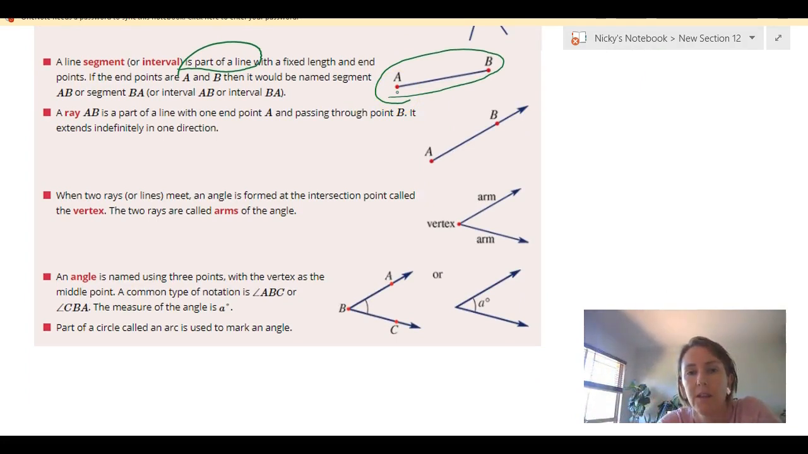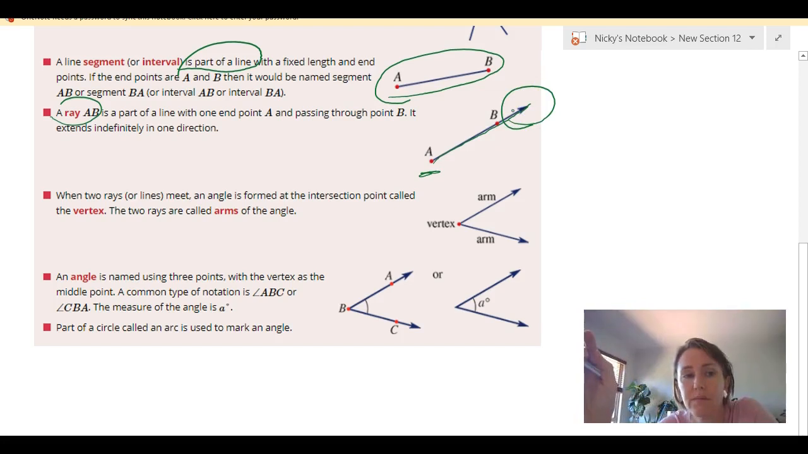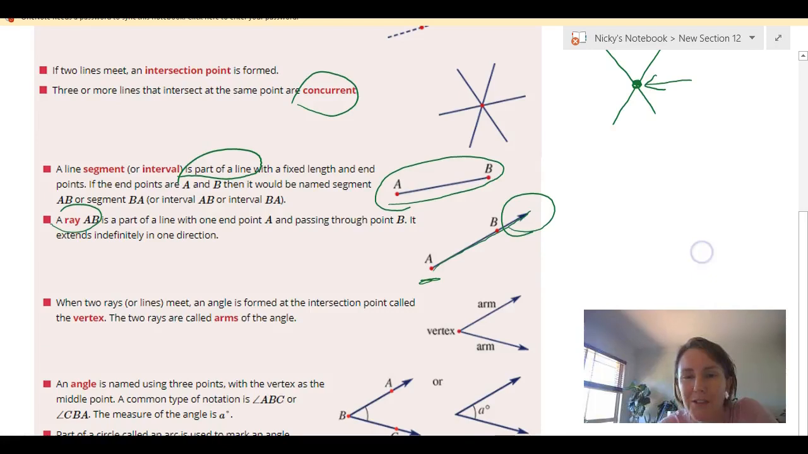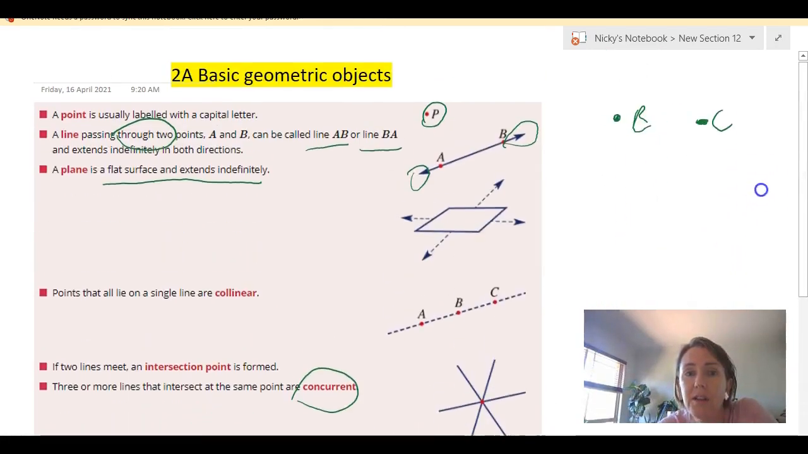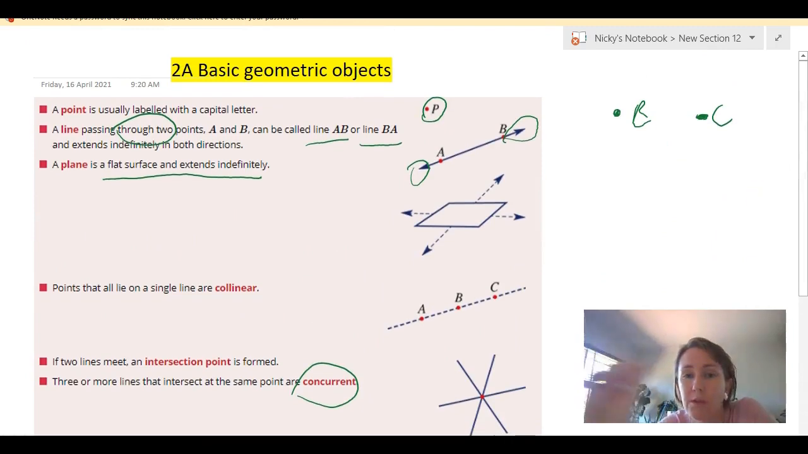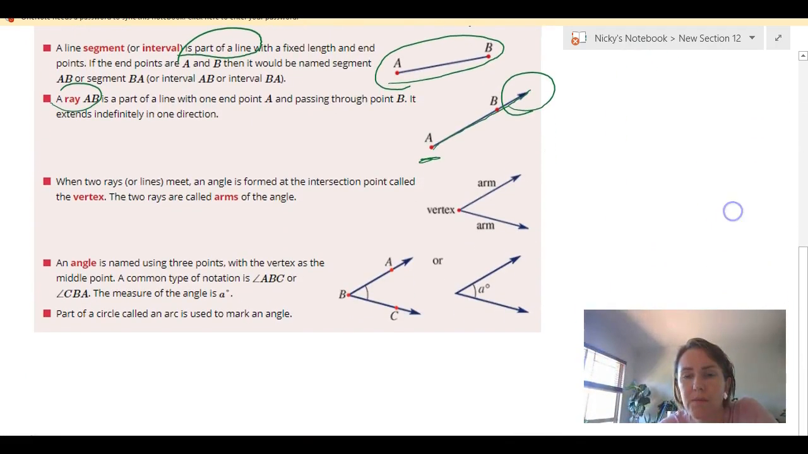Then we have a ray. So a ray is part of a line with an end point A in this example, and it passes through point B and then it keeps going off into one direction. It's kind of like a mix between a line segment, which stops at each end, and a line which keeps going on both directions. So like a halfway point almost.